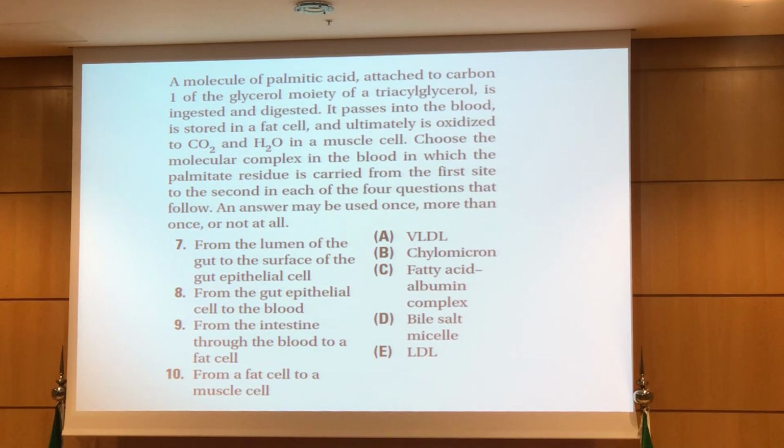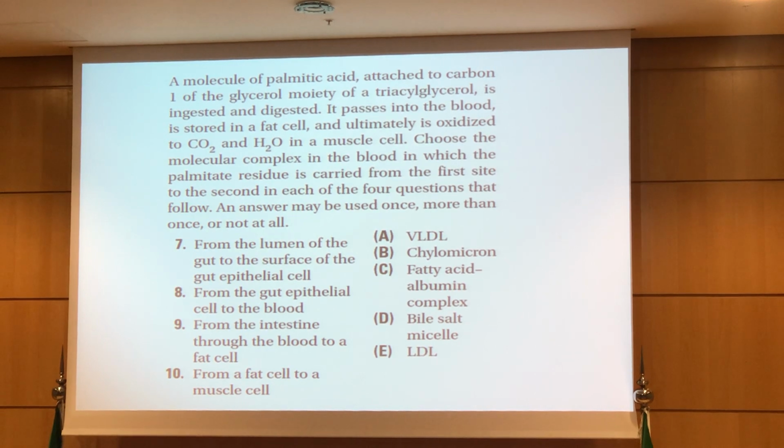Now there are 4 questions here. I'll quickly read this. It says a molecule of palmitate or palmitic acid, which is the fatty acid our body makes, attached to carbon number 1 of the glycerol molecule of a triacylglycerol, is ingested and digested. It passes into the blood, is stored in the fat cell, and ultimately is oxidized into carbon dioxide and water in a muscle cell. Choose the molecular complex in the blood in which the palmitate residue is carried from the first site to the second in each of the 4 questions that follow.